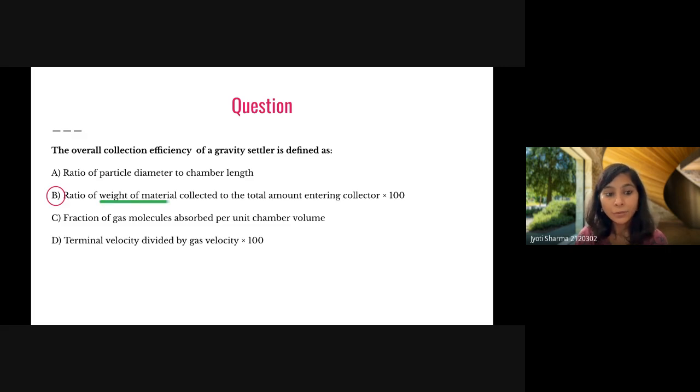So you have to weigh the material that has been collected at the bottom due to gravity and the total amount of particulate matter that entered into that collector, and multiply by 100 to give you the collection efficiency.